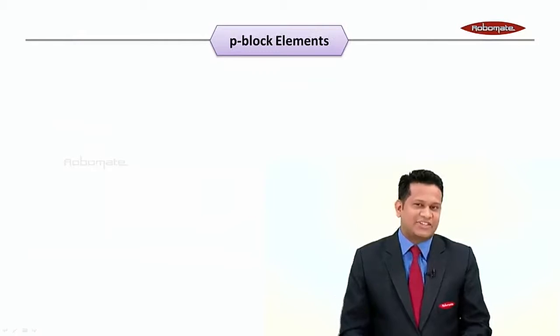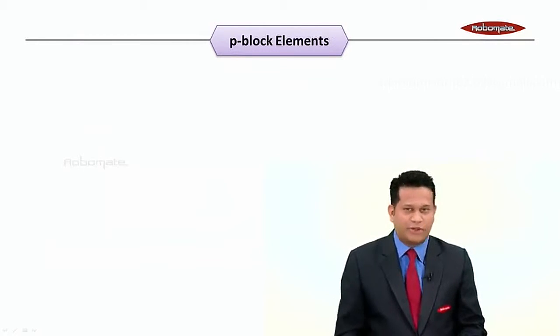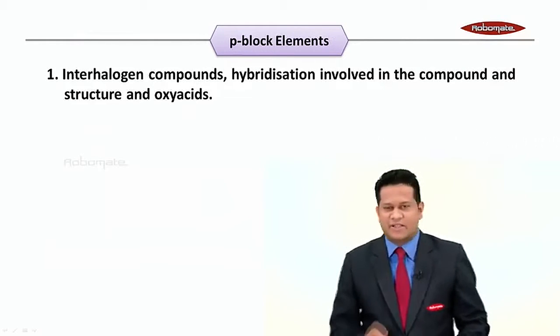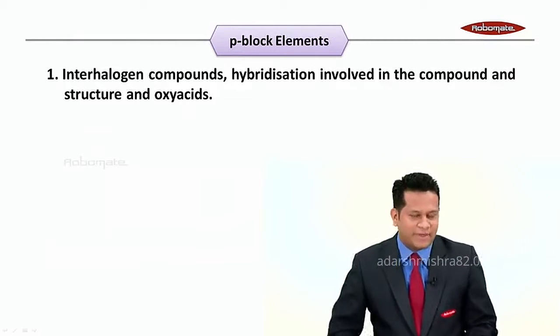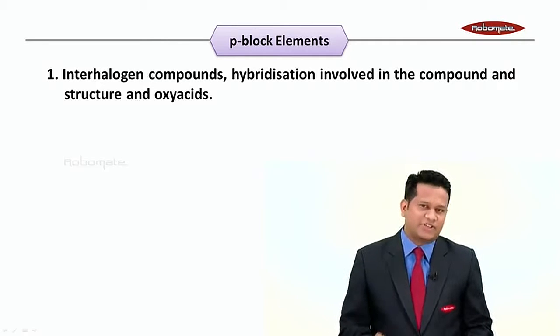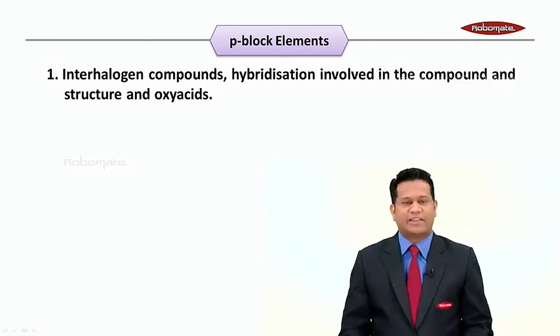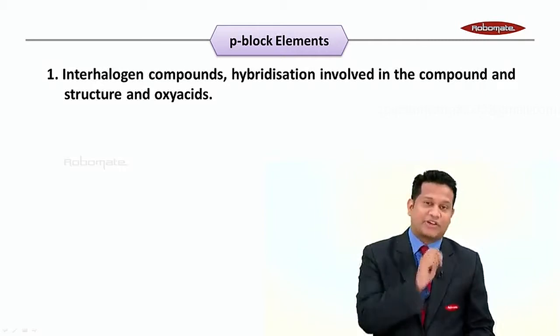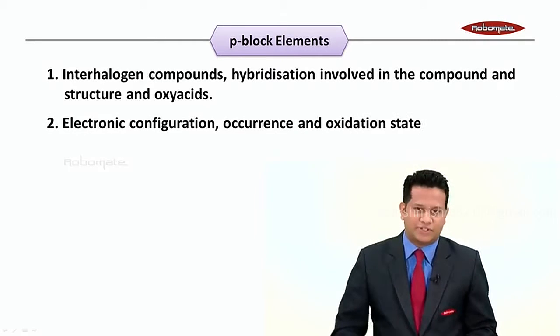Let's go ahead with the last chapter, that is P block, the most important topic. First, interhalogen compounds. Hybridization involved in the compound and structures, and also the important point, that is oxyacids, where the structure of oxyacids are also very important.